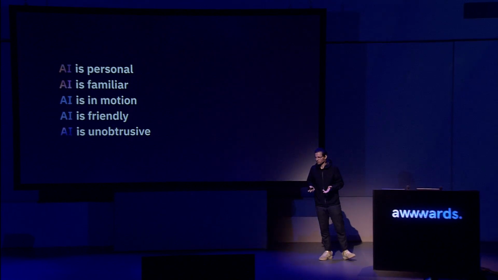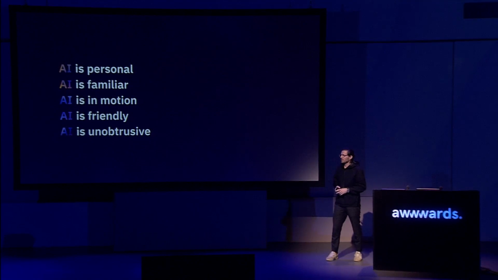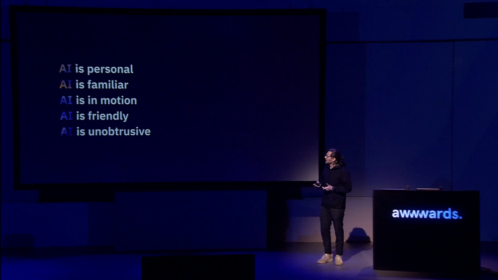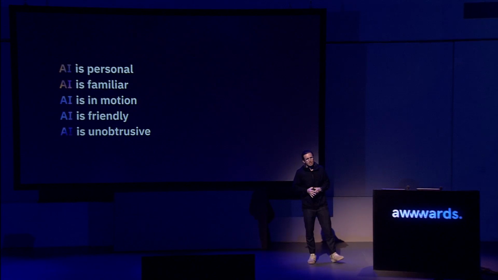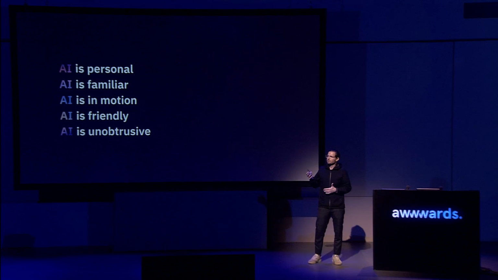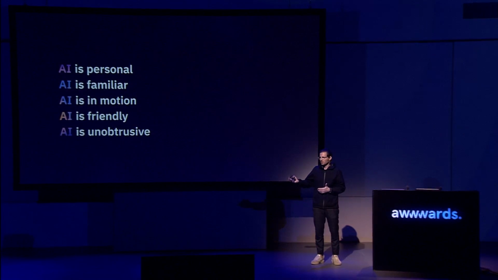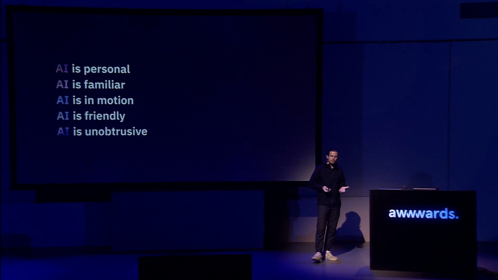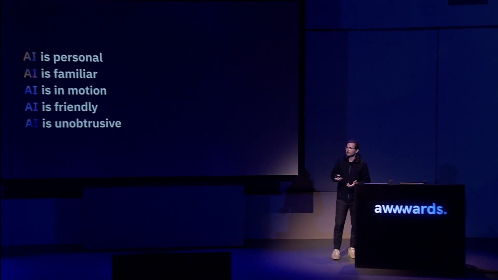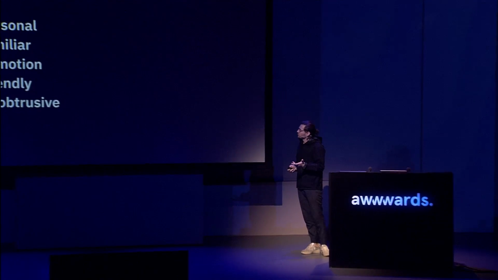And so what does AI feel like? Well, AI should be personal. If AI is not personal, then there's really no point in calling it AI. The other thing is that AI is familiar. AI should be non-threatening. AI should be in motion. And what I mean with that is that things that are intelligent are things that we attribute liveliness to. And the things that are alive are usually things that move. So motion will become super important as we venture into the age of AI. AI is friendly, and most importantly, AI is unobtrusive. You should never use AI for the sake of AI, and even though it's obvious, sometimes I feel like it's not. And so let's see how I applied some of those principles in an actual product, in this case, Google Lens.